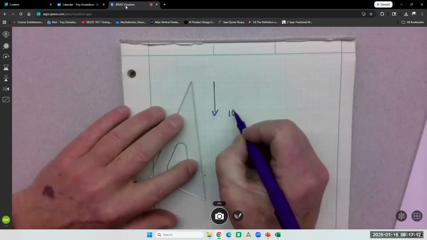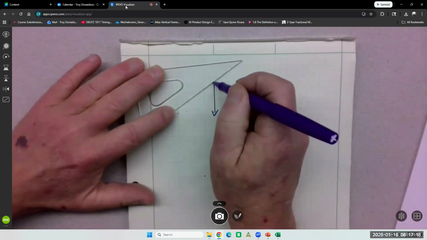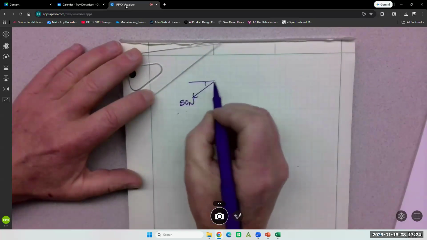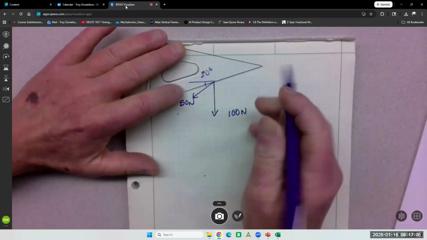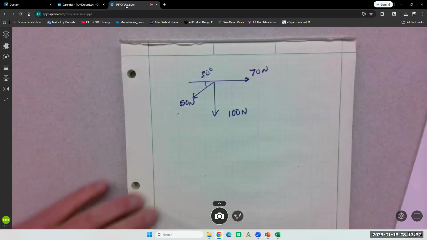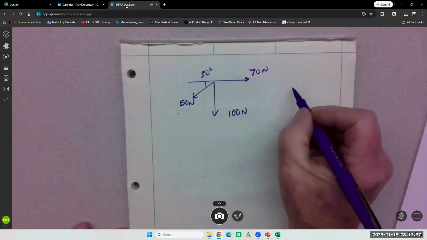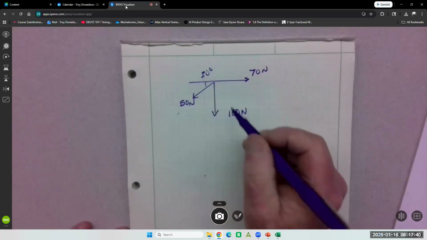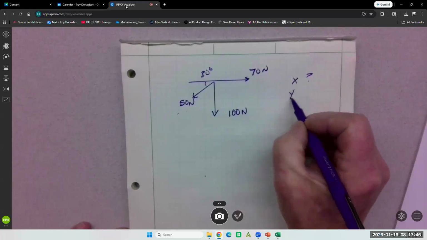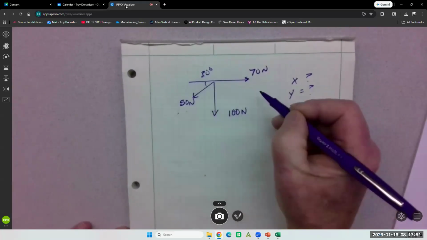So if I have 100 newtons down, and then I have 50 newtons at 30 degrees, and then I have 70 newtons in the x-axis going that way, right? 3 forces. Chapter 3 starts with this kind of thing, 3 forces, and we need to learn what the total x effect is and the total y effect. In other words, what's the up and down effect and what's the side to side effect, right?